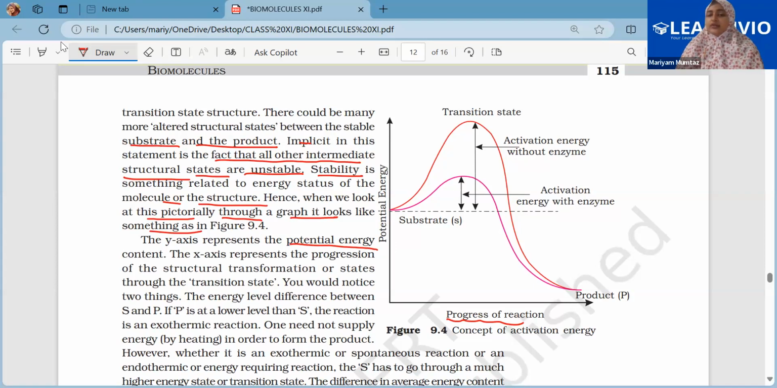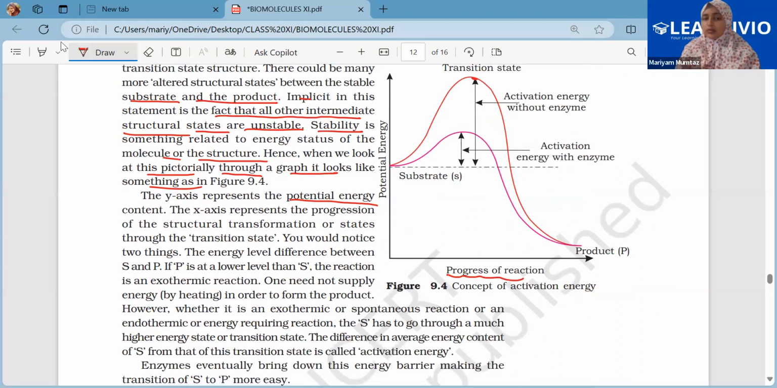Now we know that they are showing two kinds of reactions, one with the enzyme, one without the enzyme. If you see the one without the enzyme, the transition state is quite high, whereas the one with the enzyme, the transition state is quite low, or the activation energy that is required is low with the enzyme. So with this, we can understand what the enzyme is doing. It is actually lowering the activation energy that is needed to proceed the reaction in the forward direction.